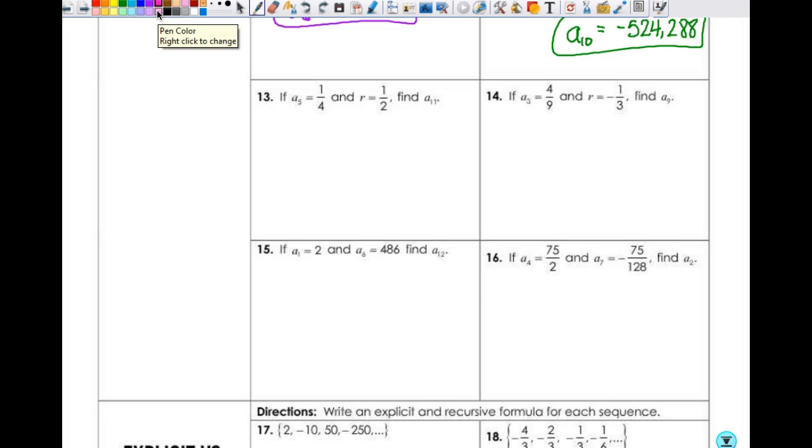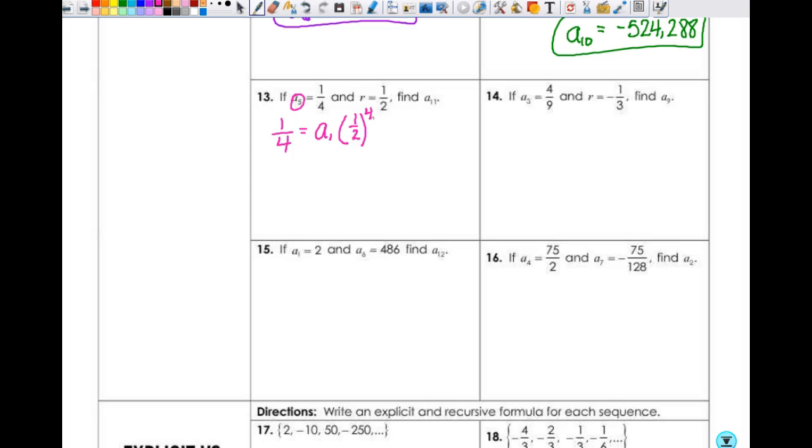13 is the same kind of way, so we'll do this one, then I'll have you do 14. So I have a5, right? And in r, I want a11, but I need a1. So I'm going to have to put in 1/4 is equal to a1, which I don't know, times r, which is 1/2, to the n minus 1 power. What's n right now? 5, so that would make this right here 4. So the first thing I want to do is take 1/2 to the 4th power.